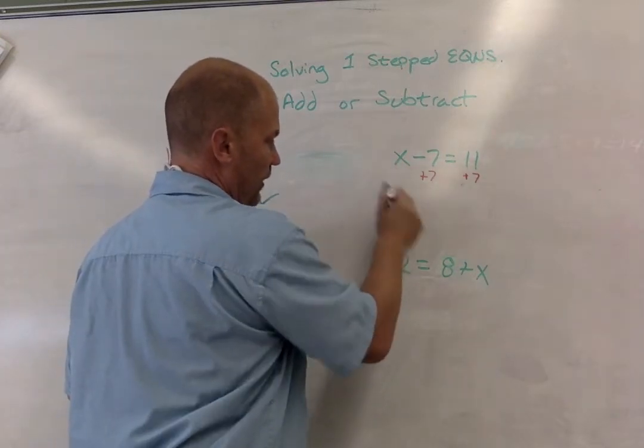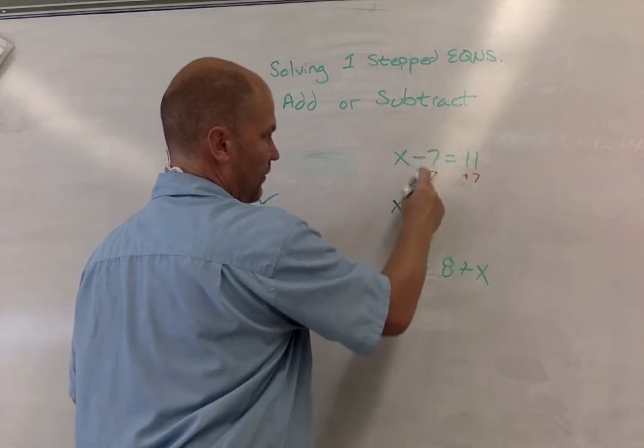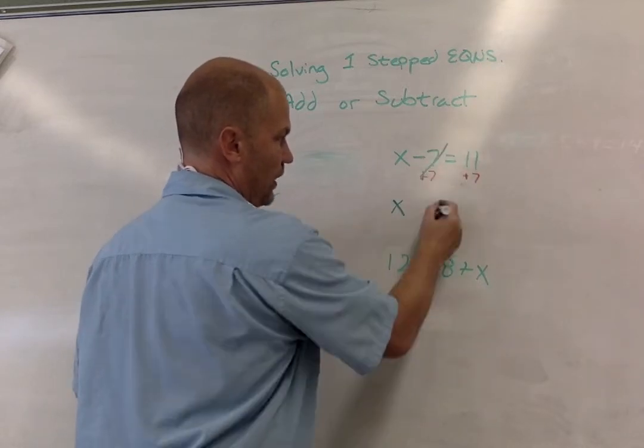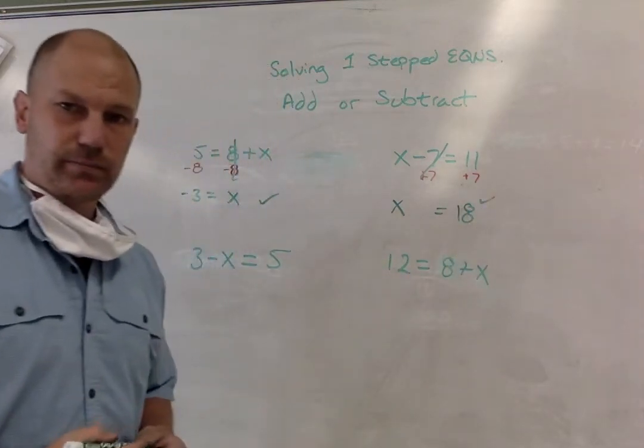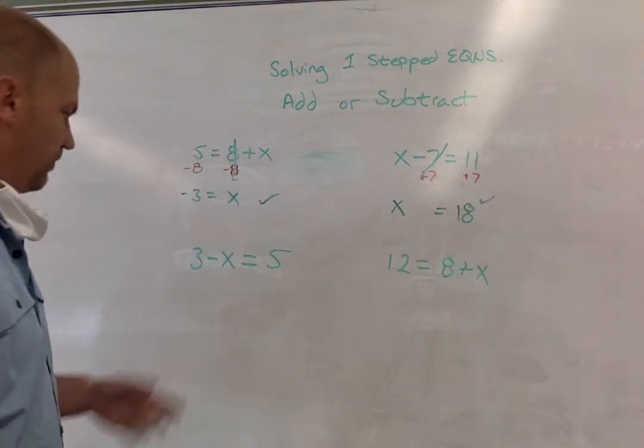x minus nothing here is just x. Negative 7 plus 7, that's 0. 11 plus 7 is 18. Problem solved. Great. Let's move on.